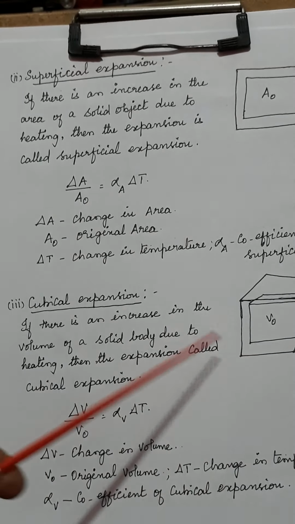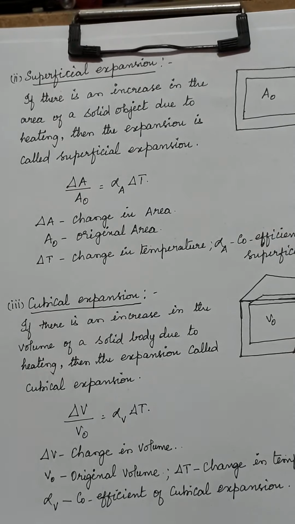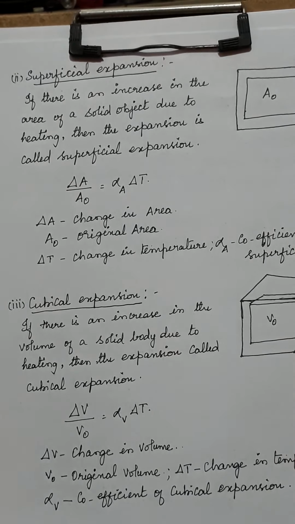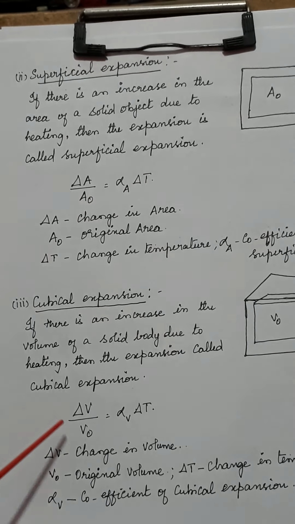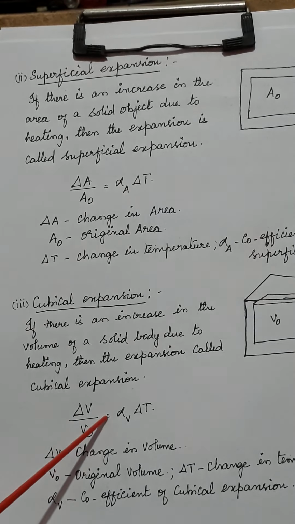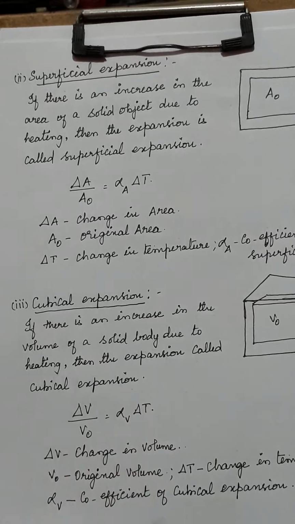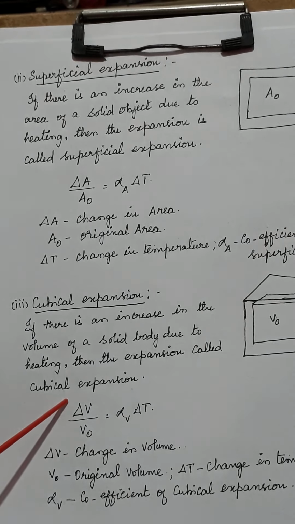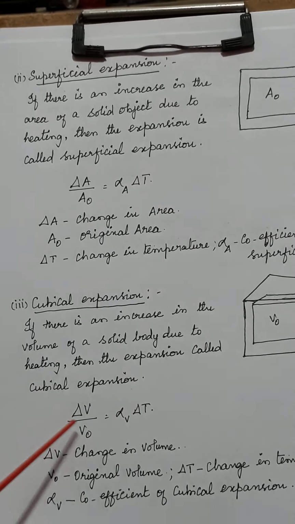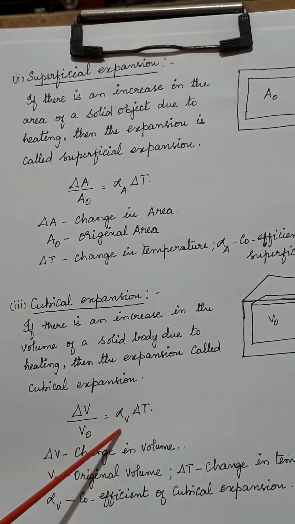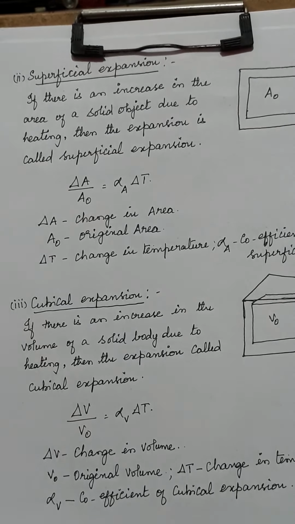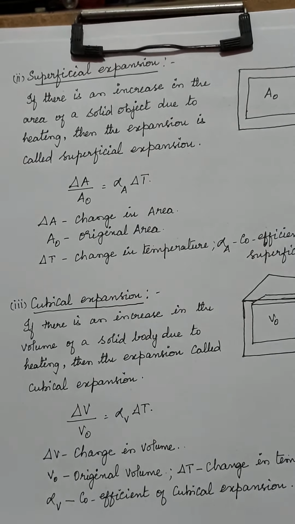What happens? The temperature increases. Here also there is an increase in its volume. So del V by V naught is equal to alpha V into del T, where del V is nothing but the change in volume, V naught is the original volume, and del T is nothing but the change in temperature, and alpha V is the coefficient of cubical expansion.